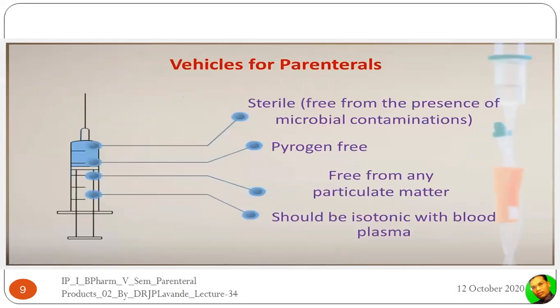So let's go through the different kinds of vehicles that are used in case of the parenteral preparations. Now, in order to be a safe, effective, and stable dosage form, a parenteral must be free from microorganisms. That means it should be sterile, with complete absence of microorganisms and their contamination. It should be free from pyrogens. Pyrogens are endotoxins. It should be free from particulate matter, and it should be isotonic with the blood plasma.